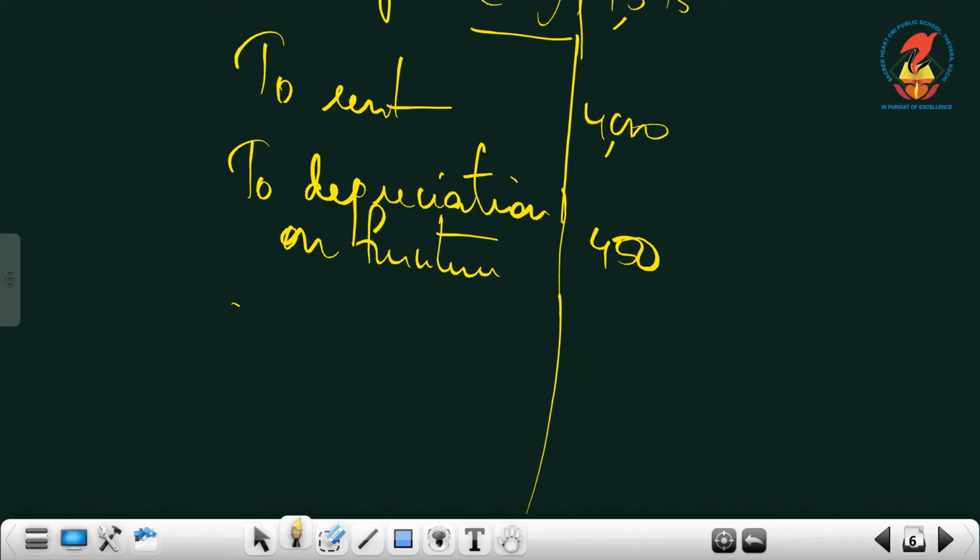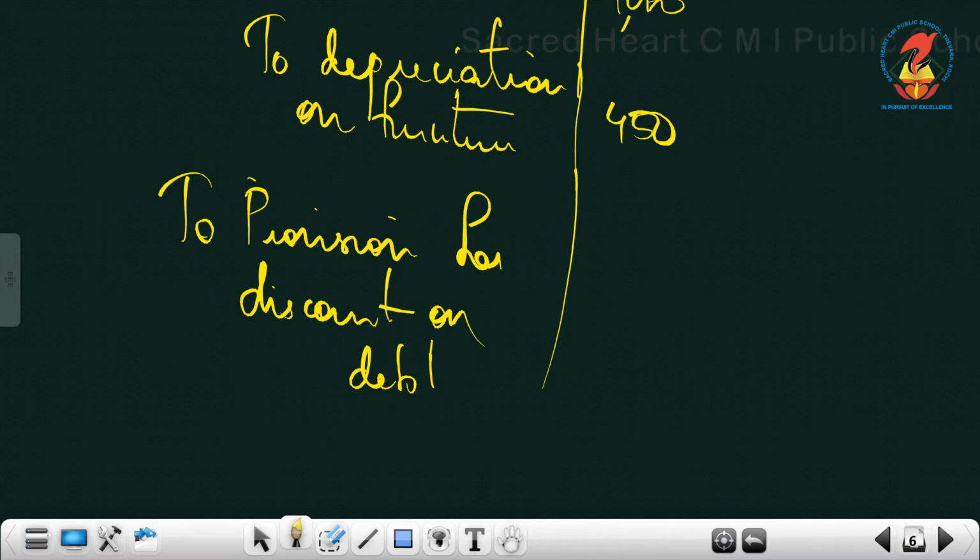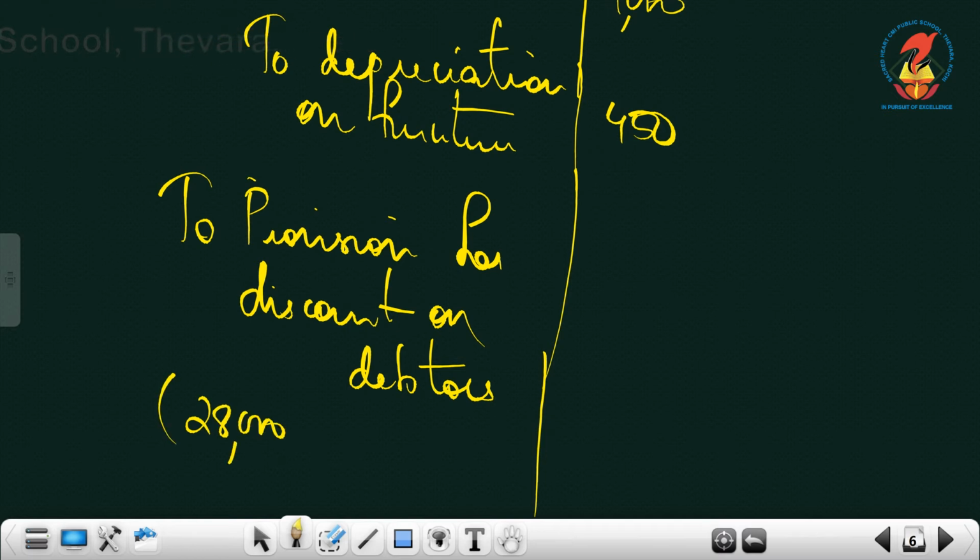It must be first written on the debit side of P&L as a separate item: provision for discount on debtors. And what did I tell you? This discount will be allowed only on good debtors. So what is the debtors figure actually? The debtors figure is 28,000. From that you must deduct further bad debts, only further bad debts, not existing bad debts. Further bad debts of 500. You have to deduct one more item, that is the new provision, which is 1375.